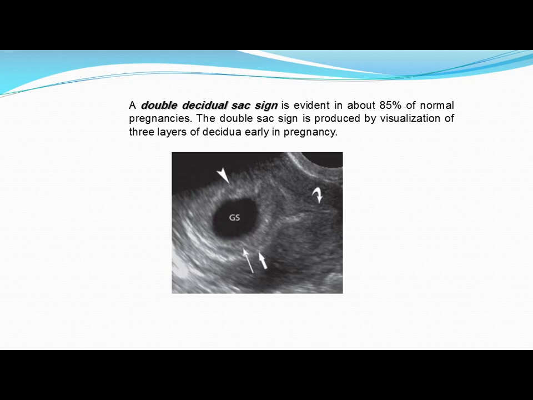A double decidual sac sign is evident in about 85% of normal pregnancies. The double sac sign is produced by visualization of 3 layers of decidua early in the pregnancy: decidua capsularis, which covers the gestational sac, and decidua vera, which lines the uterine cavity, and a sonolucent dark line in between them, which represents the uterine cavity.